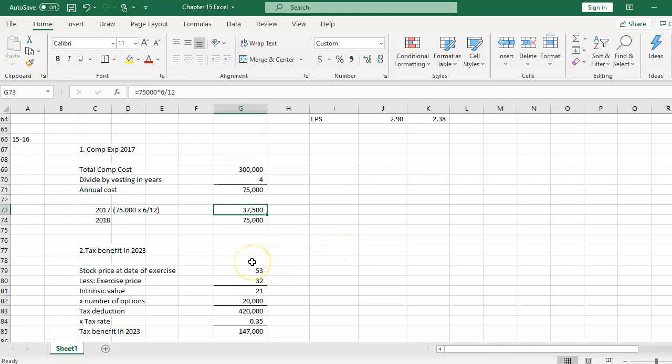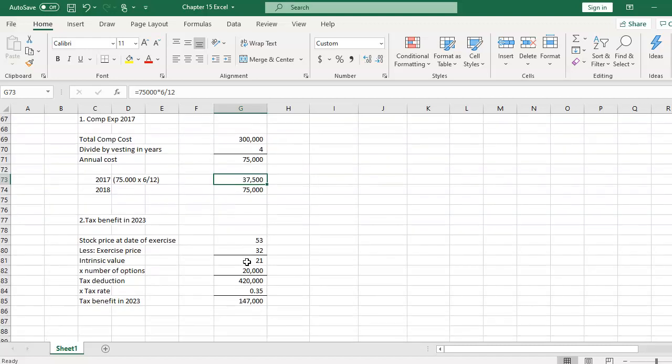Okay, so then we'll flash forward to 2023 when they're all exercised. The stock price when they were exercised was 53. The exercise price was 32. So that difference is $21. There were 20,000 options. So the deduction for the company is 420,000, and then the tax rate is 35%. So the company is going to recognize a tax benefit of 147,000.